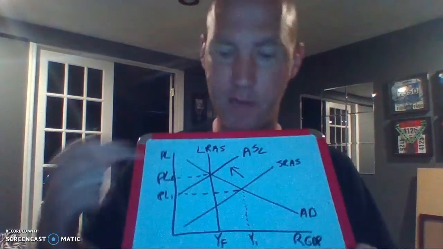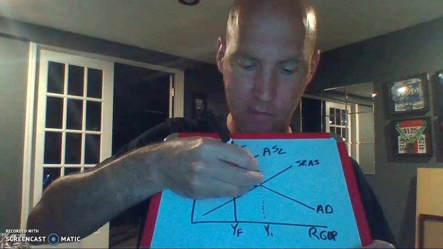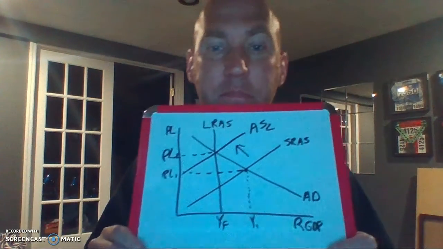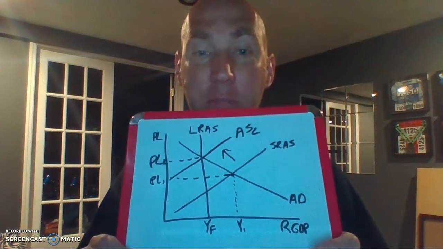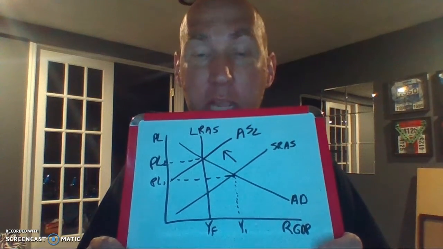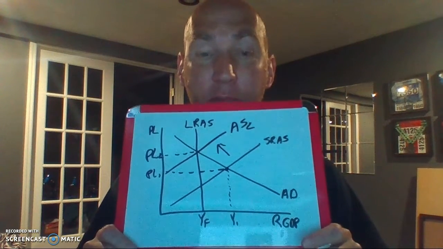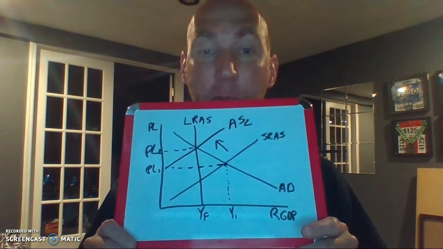Part C, alternatively, suppose the government wants to close the output gap using fiscal policy. So, imagine we erase this graph here and we're still at that point there. Okay, so when we have demand pull inflation, how do we get rid of it? Well, you get rid of demand pull inflation using contractionary fiscal policy.